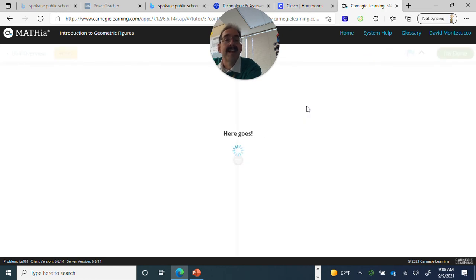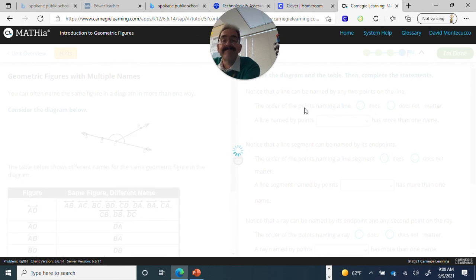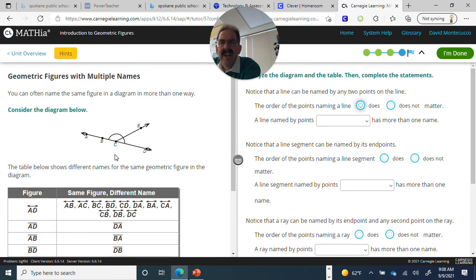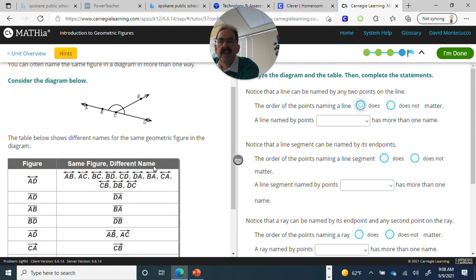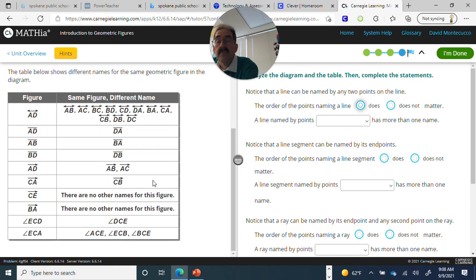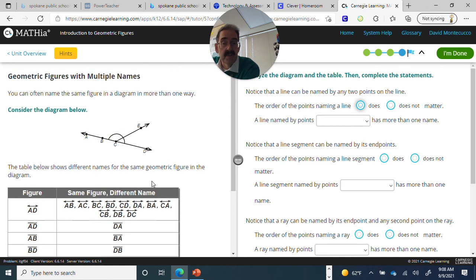And now we should be on our last few problems of this workspace. All right, so now consider the diagram below. Names of the different geometric figures. So AD can be written all these different ways. Now it's all about symbols and learning notation.